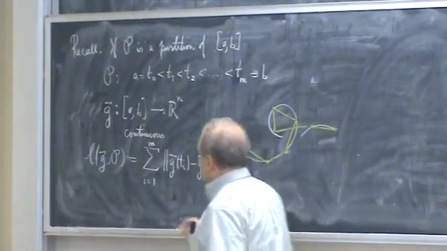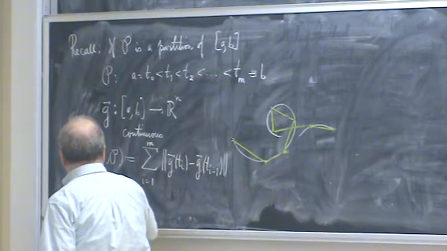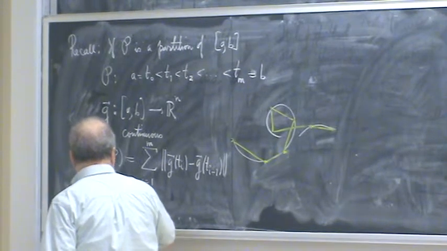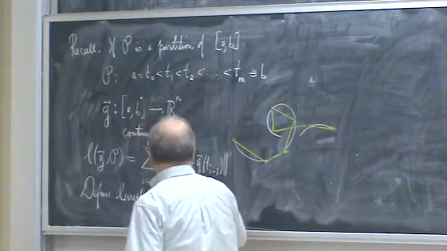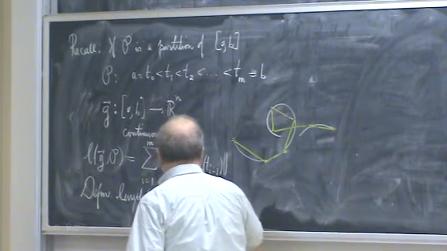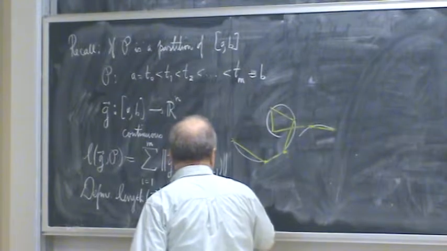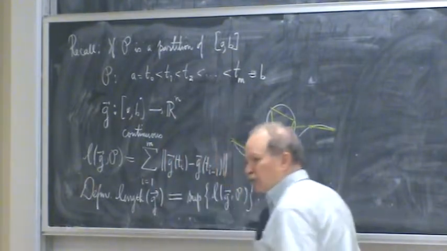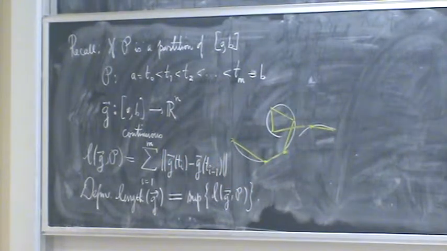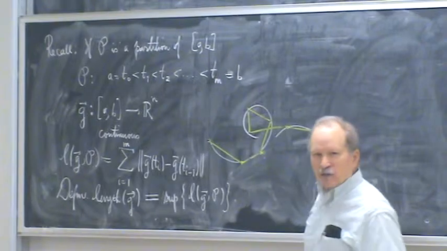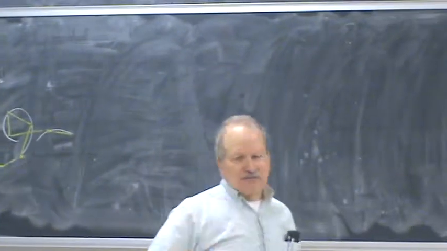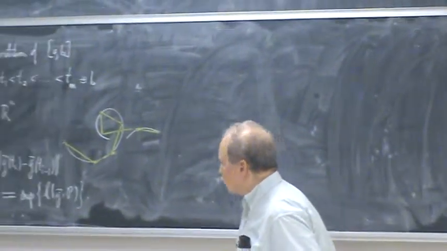So we defined the length of the curve to be the sup, the least upper bound of all of these polygonal length approximations. That was our definition. So you notice that if you take more and more points, you get longer and longer polygonal paths. And so, is there a problem? No.